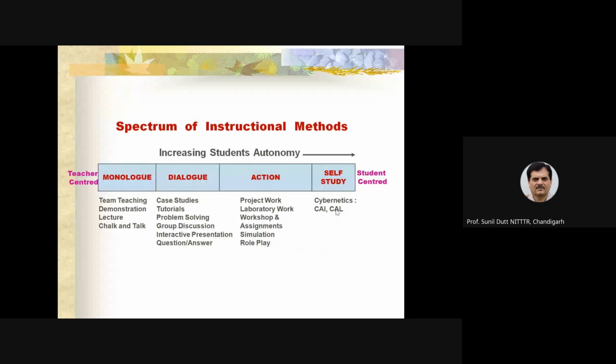So, the spectrum of instructional methods ranges from teacher centered to student centered. Teacher centered is mainly chalk and talk, dialogue. Then you can bring in more activity based learning, and then computer assisted instruction, computer assisted learning, or the flipped classroom. When you are acting as a guide on the side, students become more active, more alert, and they participate actively in the classroom activities.